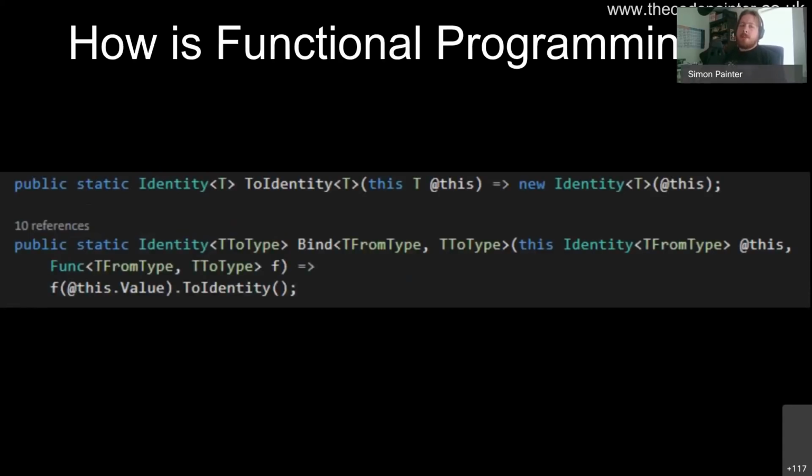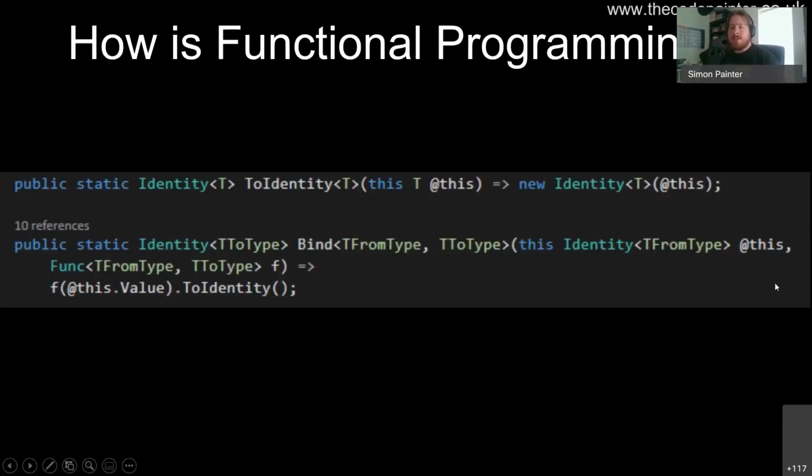So, a couple of extension methods. I'm creating one called toIdentity, and this is attaching to everything, and all it does is, whatever the thing that you just called toIdentity on, it takes that value, whatever it was, and stuffs it in the box. So now you've got the thing in the box. And then bind. This is where the magic happens. Bind is not all that different to the map function I referenced earlier.